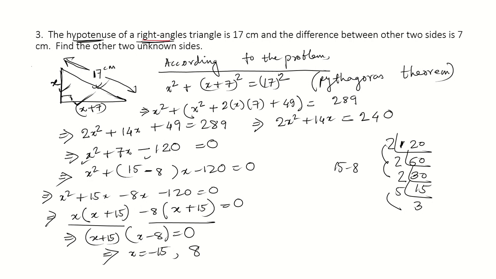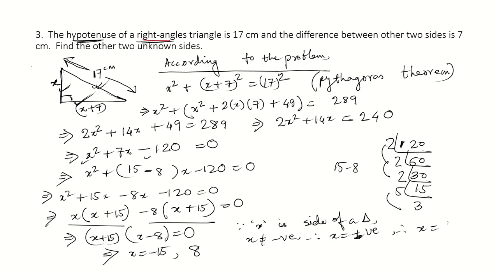Now you see it's a side of a triangle, right? Since it's a side of a triangle, x cannot be negative. Since x is a side of a triangle, x cannot be negative. Therefore x is positive.